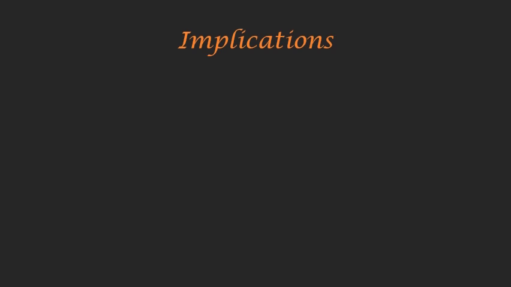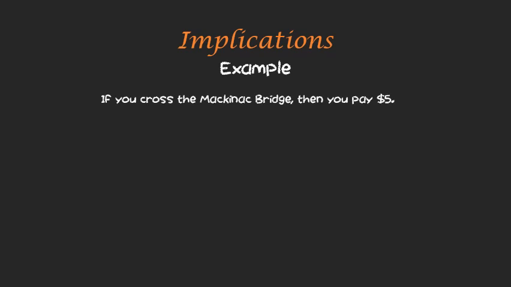In order to understand implications, we first just need to be able to recognize when we're dealing with an implication or not. So for this, let's just look at an example. Consider the following statement: if you cross the Mackinac Bridge, then you pay $5. So the fact that we're dealing with these words if and then, these are sort of keywords to tell you that we're dealing with an implication. If this condition is satisfied, you cross the Mackinac Bridge, so I'm going to call this P. And then this other condition has to be satisfied. You pay $5, I'll call that Q.